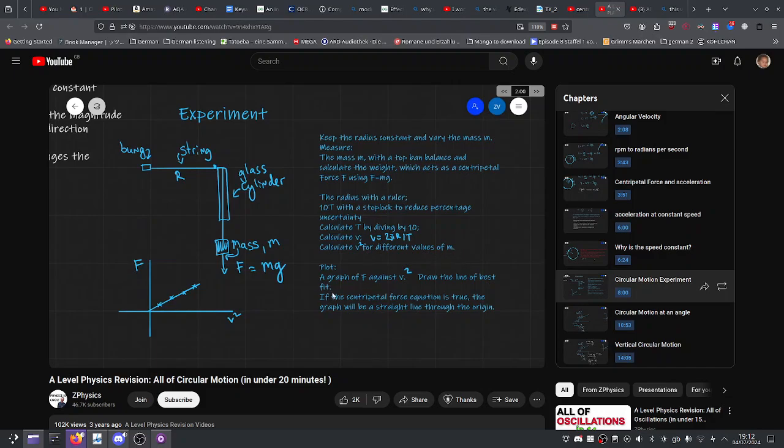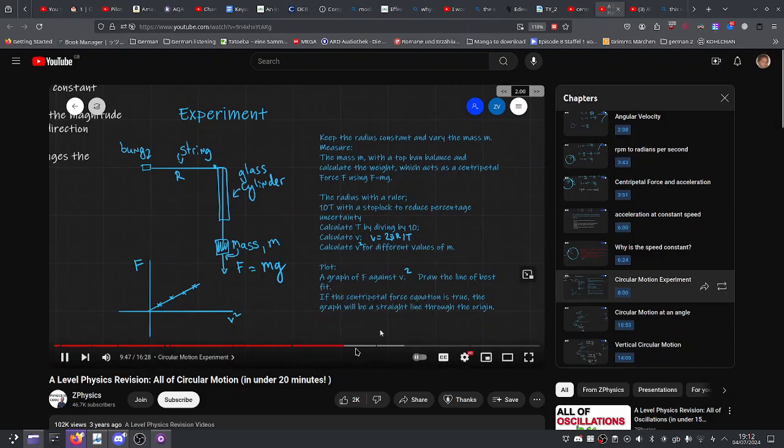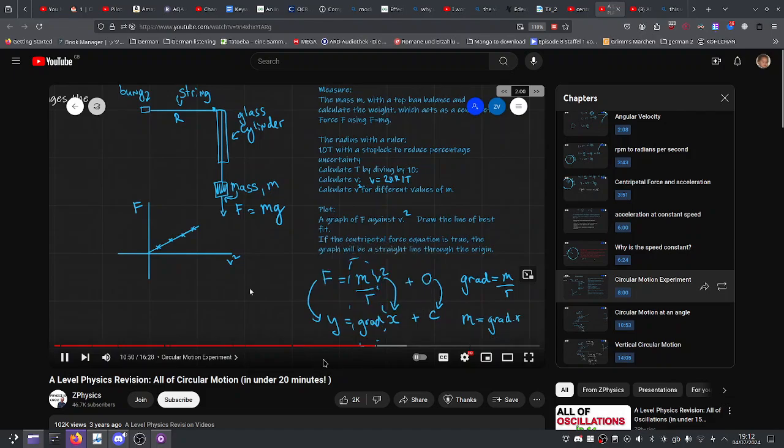In terms of our analysis, we're going to plot a graph of the force, which is just mg, against v squared. Now, if the formula for centripetal force is true, the graph will be a straight line, and our gradient, called grad, will be equal to m over r... times r.